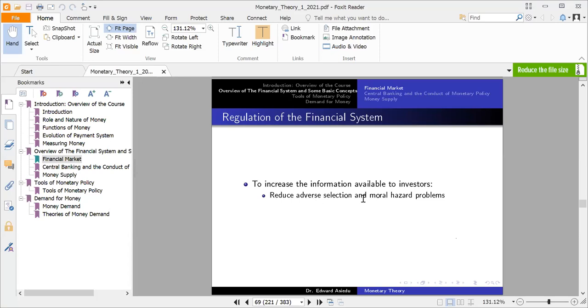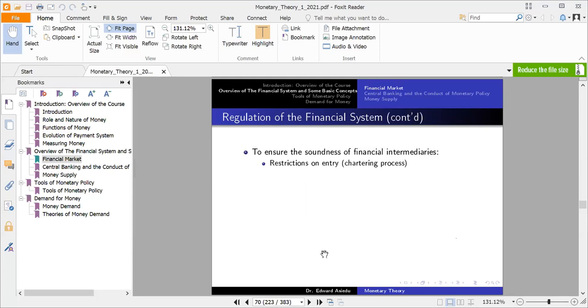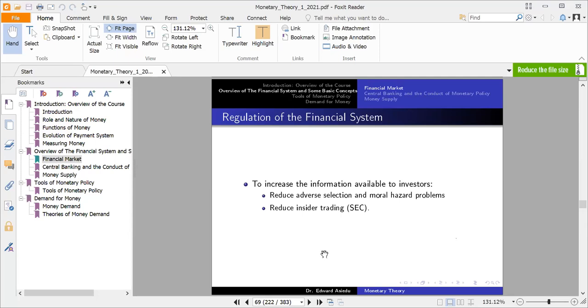If somebody comes to me to ask for a loan, I should be able to go to some credit registry to check the creditworthiness of the person. Ours is now being strengthened. In other places of the world, if they enter your name, they know your credit history. So people are able to reduce the adverse selection and moral hazard problems. Reduce insider trading. So you need to regulate so that there's no insider trading, especially on the stock market. People shouldn't be fed more information than others to get an advantage in the market. Regulation is important. So the first point is to increase the information available to investors.